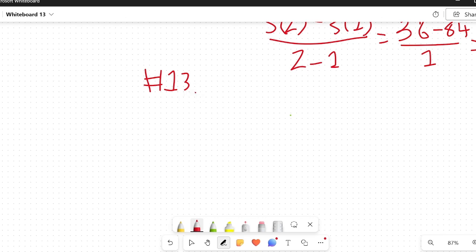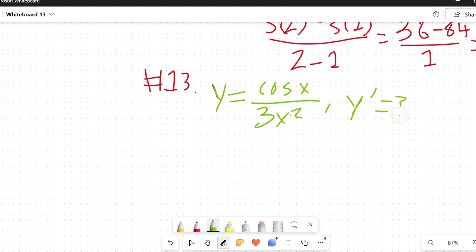Let's do problem number 13. Let's try to find the derivative of y equals cosine of x divided by 3x squared, right? So what would y prime equal?